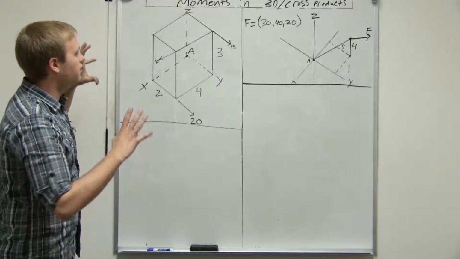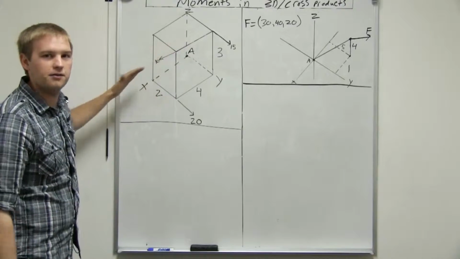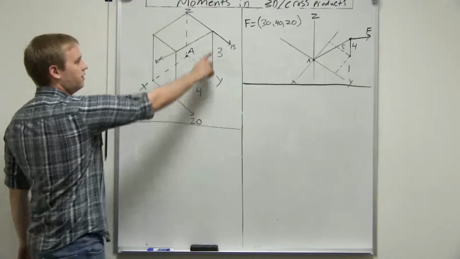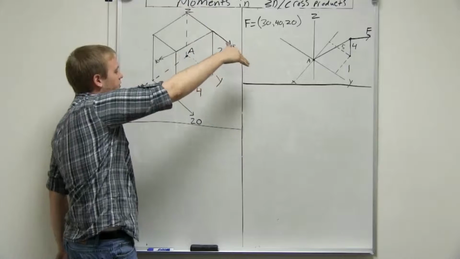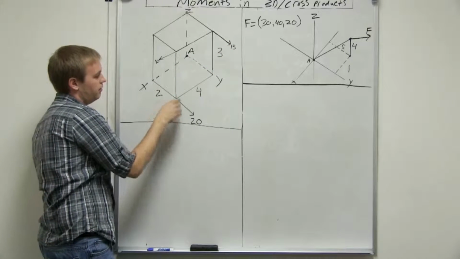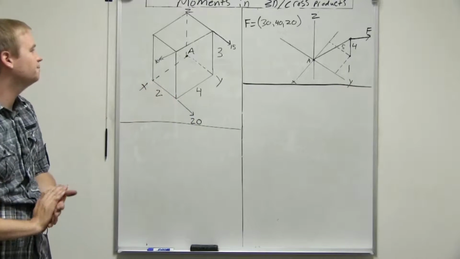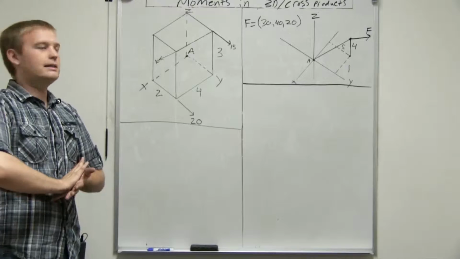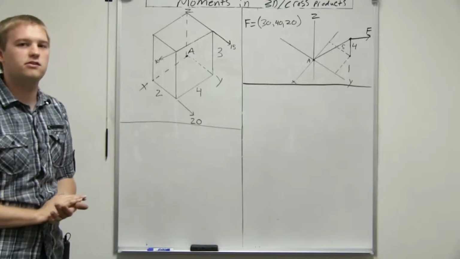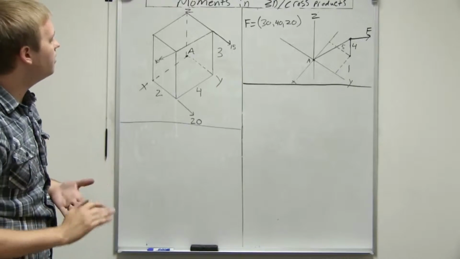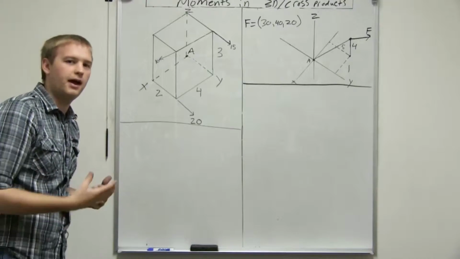So what we have is just a cube, and on the top of the cube we have a force of 10 pounds acting straight in the z direction. At this corner of the cube we have a force of 15 pounds going straight in the y direction, and at this bottom corner of the cube we have another 20 pounds going straight in the y direction again. So let's just get into it. To find a moment, we multiply a force by a distance. So let's think about how each of these forces creates a moment about what axis.